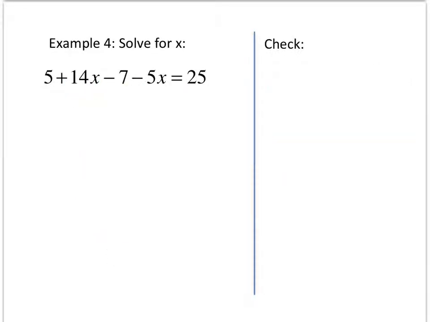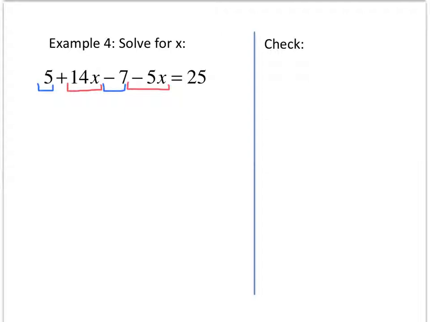Here's another example, and we see a few more terms here, but again we see some like terms. I see two x terms, 14x and negative 5x, that can be combined. And I also see two non-x terms, 5 and negative 7, that can be combined. And as long as we group the terms with their signs, so for instance, as long as we keep the 7 negative and the 5x negative, I can simply combine these together.